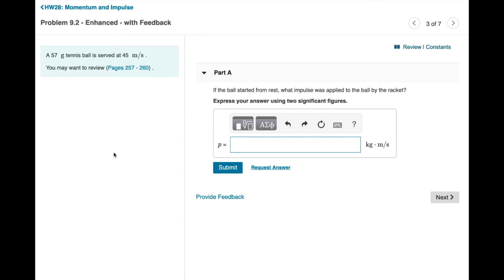Have a care. The mass here is given in grams. You would want to convert that to kilograms. 0.057 kilograms times 45 meters per second is the impulse delivered to the tennis ball by the racket.